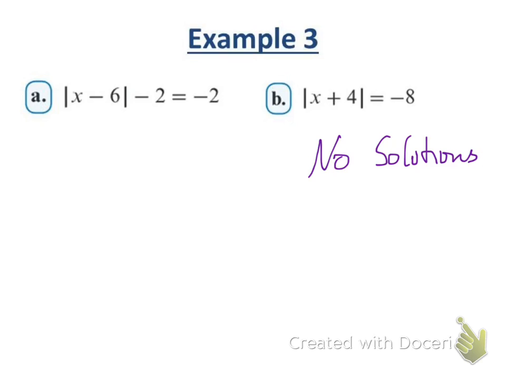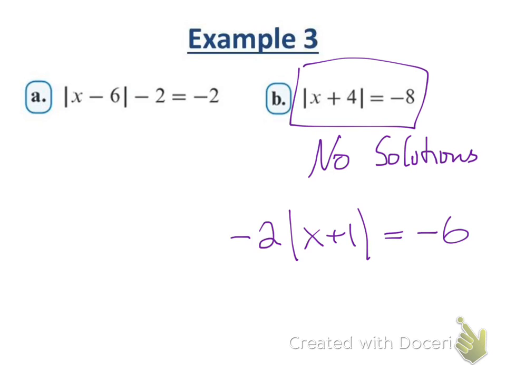Now, if we started with the negative on the outside, something like negative 2 times the absolute value of x plus 1 equals negative 6, then we would have to divide both sides by negative 2, and you get the absolute value equals 3. So we're not going to draw this conclusion until the absolute value is by itself. But the distance from 0 cannot be negative 8. It's not possible. All right? Even imaginary numbers, which can take square roots of negative things, their absolute value is positive.